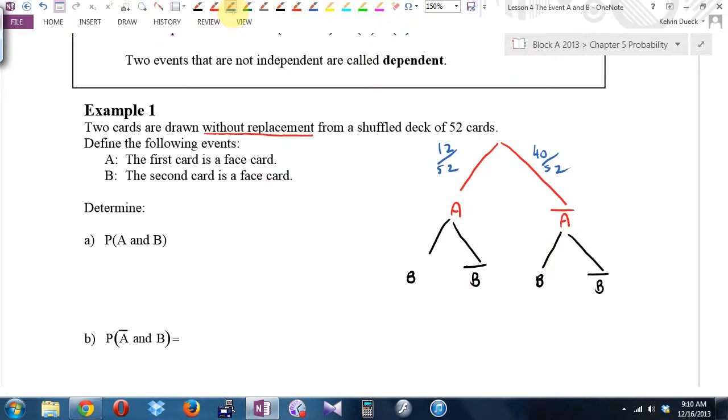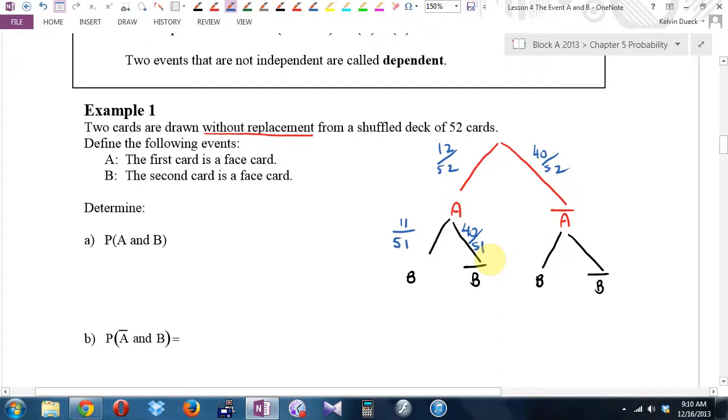Down the left-hand branch, we picked a face card, event A. How many face cards are left in the deck now? 11 out of 51. How many non-face cards are left in the deck? 40 out of 51. Double check, does that add to 1? Yeah, there's our built-in error check. Let's fill in the other branch.